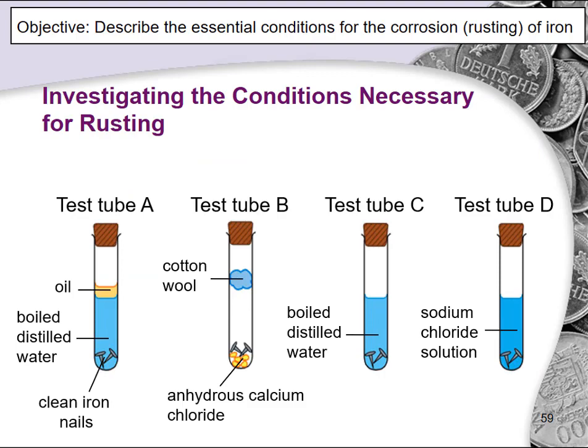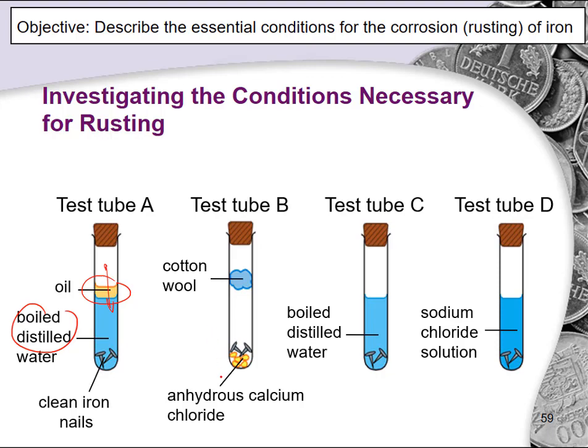Now, this is the experiment usually you'll be asked to investigate or explain. These are the testing conditions for rusting. Look at test tube A. There is boiled distilled water. In something that's boiled, the gas has already come out from the water itself. So this boiled distilled water has no oxygen, and the oil on top prevents oxygen from the air from going into the water. So the clean iron nail inside has water but is deprived of oxygen. Hence, test tube A will not rust. The iron will not rust.